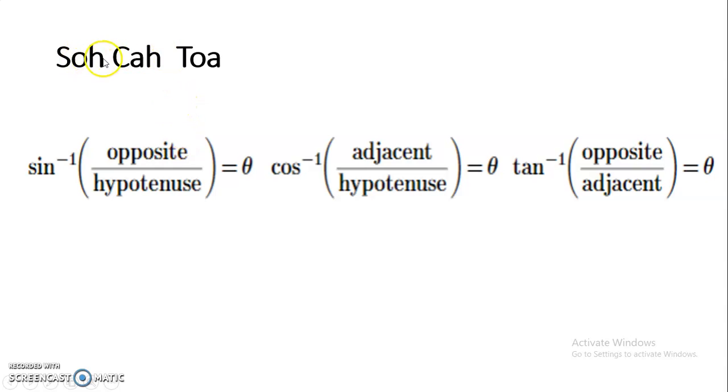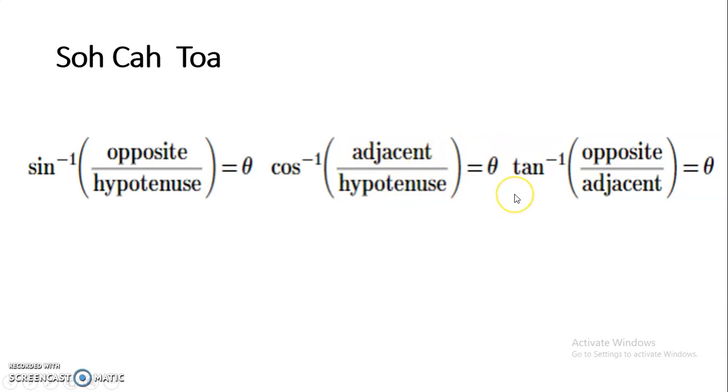So what's this? SOH basically means sine is opposite divided by hypotenuse. CAH means cos is adjacent divided by hypotenuse. And this last thing, TOA, means tangent is equal to opposite divided by adjacent. Okay, so you can use this to remember those formulas.